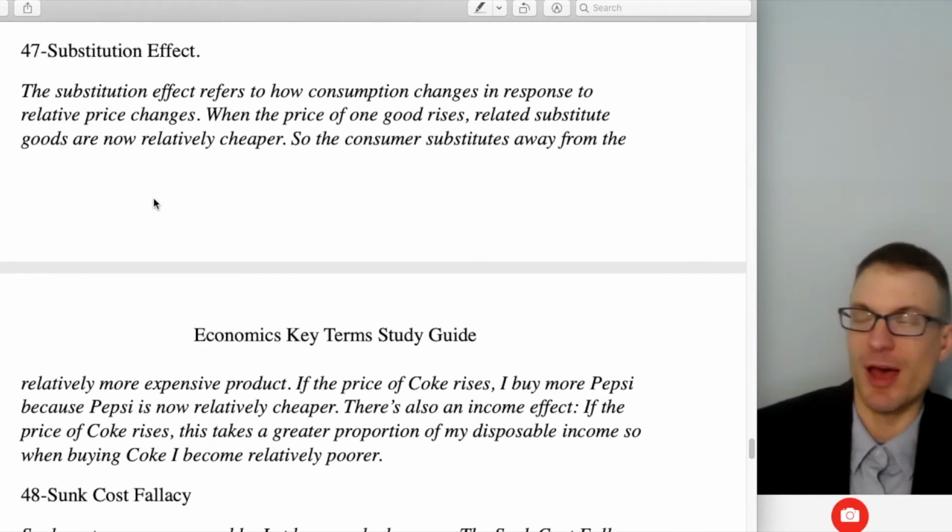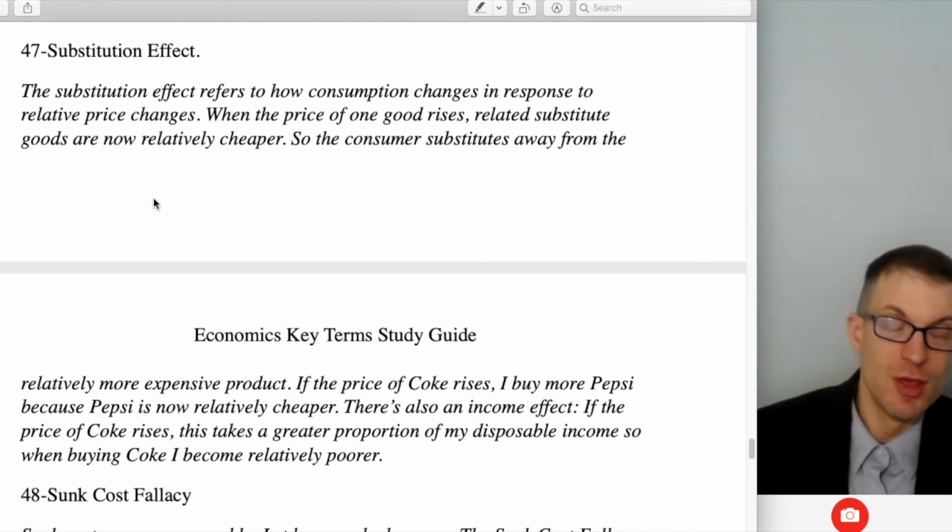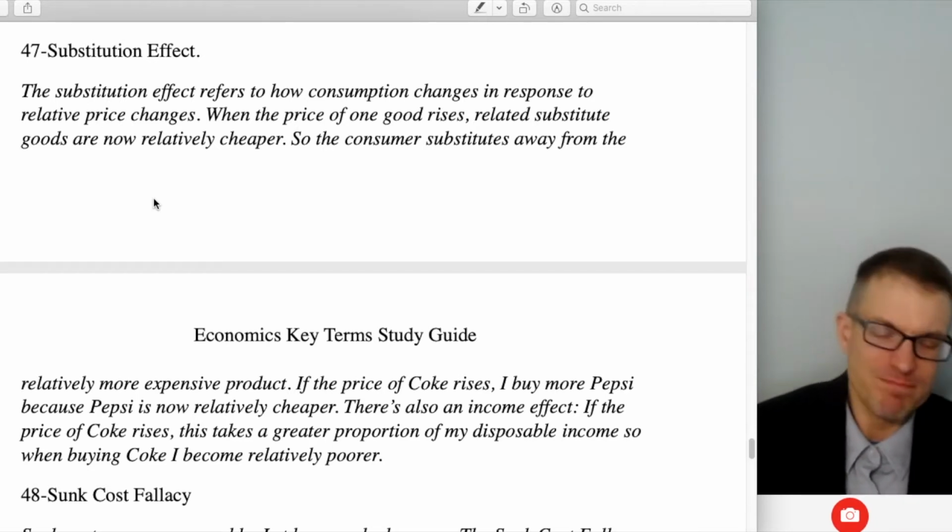So suppose I buy a lot of coffee, and I do, and the price of coffee rises. I'm going to keep buying coffee. My demand for coffee is pretty inelastic. It's not really going to matter what the price is, to a point.